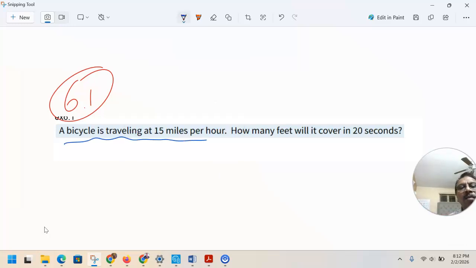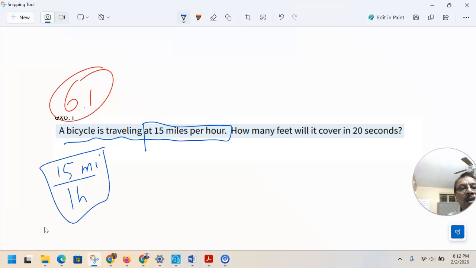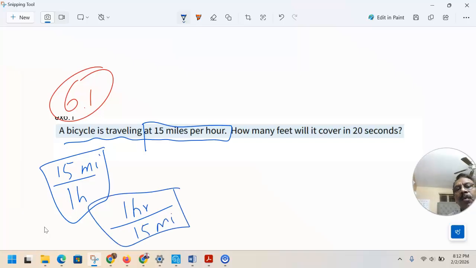A bicycle is traveling 15 miles per hour. So they gave you 1 hour is 15 miles. So this is one way of writing. And you could also write 1 hour up here and divide by 15 miles. This is another rate. So both are correct, but it depends on what question is asked.